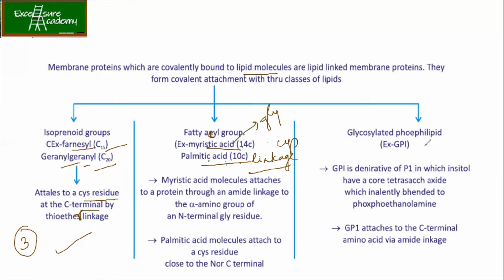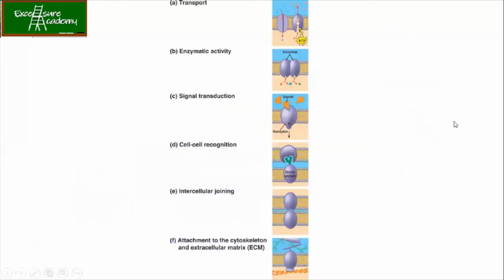Now, last is the glycosylated phospholipid, that is your GPI. GPI is a derivative of PI in which the inositol has a tetrasaccharide, which is covalently linked to the phosphoethanolamine. Okay. It is also attached to the C-terminal amino acid via an amide linkage. I have no idea why there are so many mistakes here. Okay. So these are the examples of your lipid linked membrane proteins or lipid anchored proteins. Don't get confused, these are all the same things, okay? Now these are the things we are going to discuss in detail with each example.